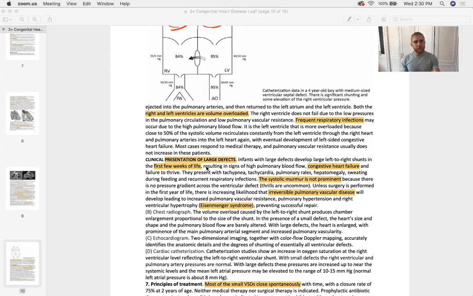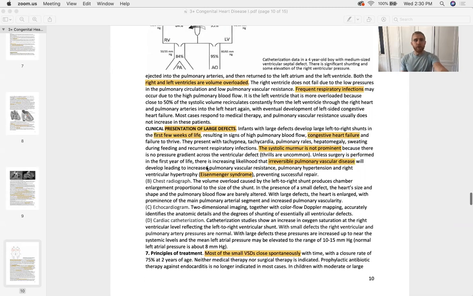A large defect will present with really bad symptoms, and large defects typically present in the first few weeks of life as congestive heart failure and failure to thrive. The parent will bring them in for a well child visit, and they're like, "Doc, something is wrong with my child. They've really rapidly gone downhill." And you're going to have a high suspicion for a heart defect when it's that soon in their lifespan.